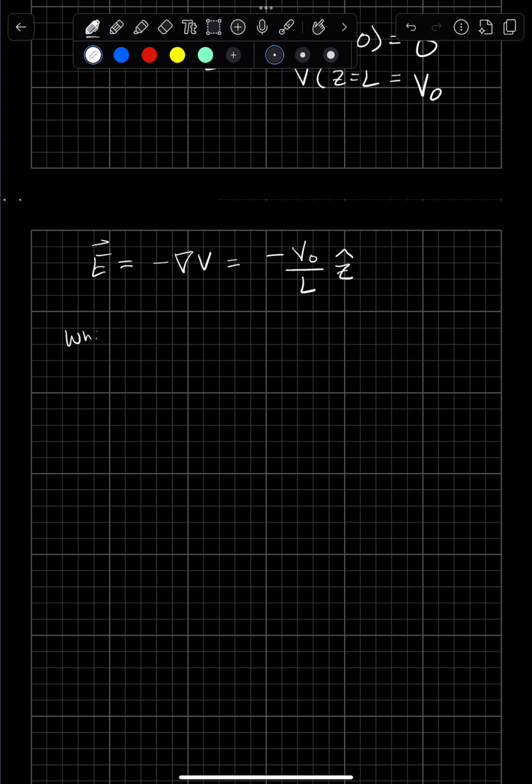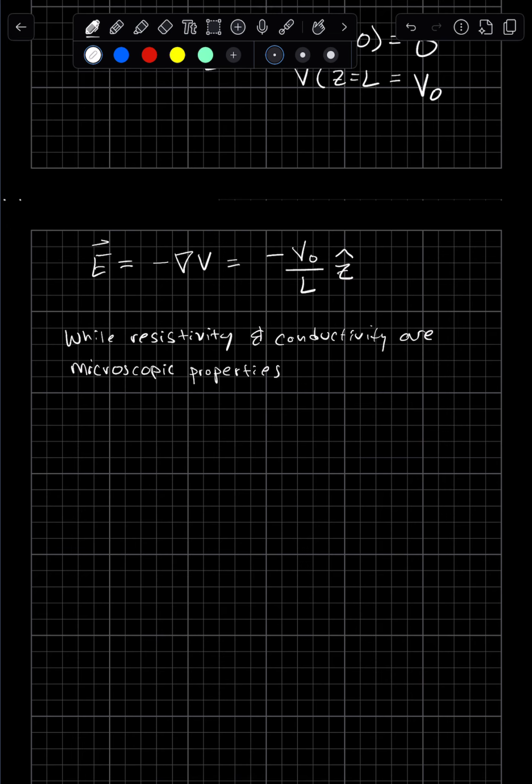Okay, now while the resistivity and conductivity are microscopic properties. Again, when we were talking about this in the first lecture, these are properties that refer to a local neighborhood. I would call them local properties. They are independent of geometry.